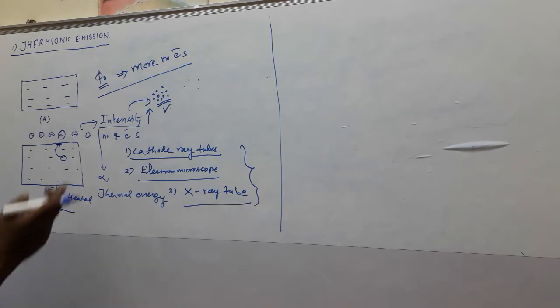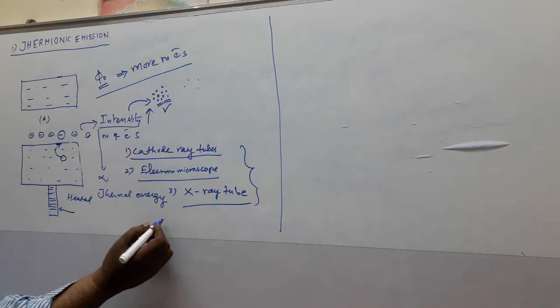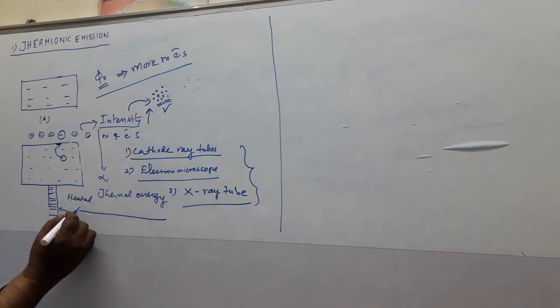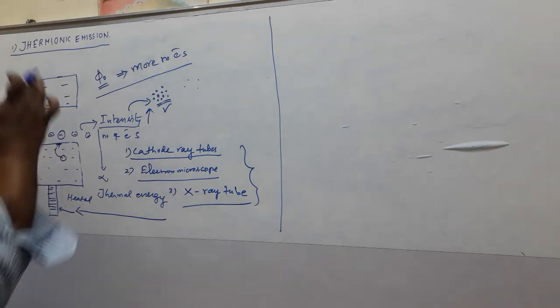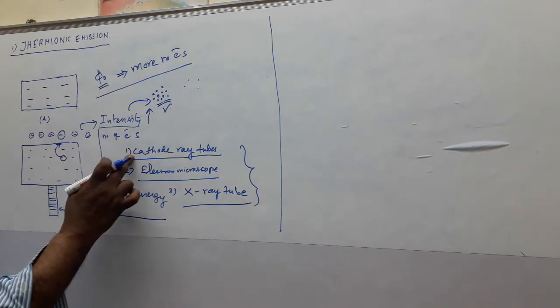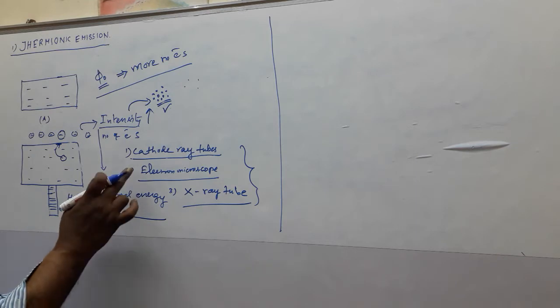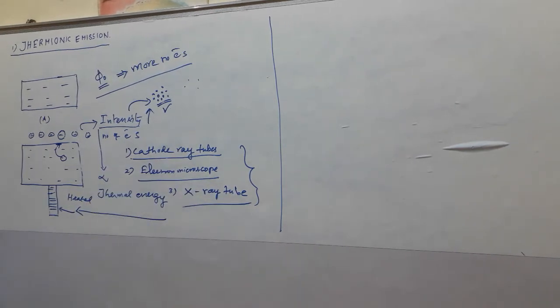That's why the intensity depends on how much thermal energy we are applying to this metal. That's a very important concept. And the examples for thermionic emission are cathode ray tubes, electron microscope and X-ray tube. This is a very, very important concept.